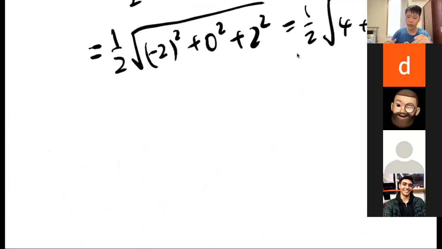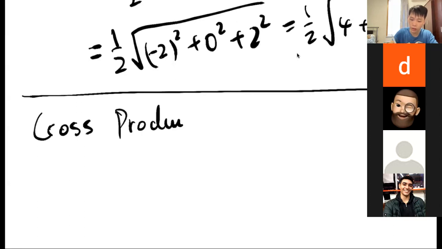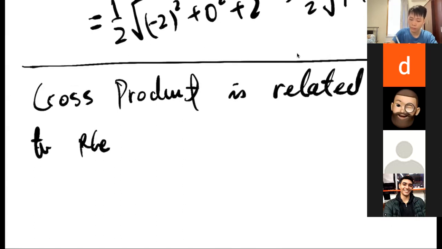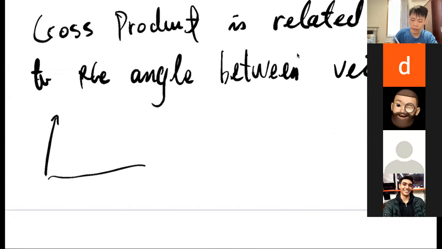Another geometric interpretation of the cross product is that the cross product is related to the angle between the two vectors. So again, the picture is like this.